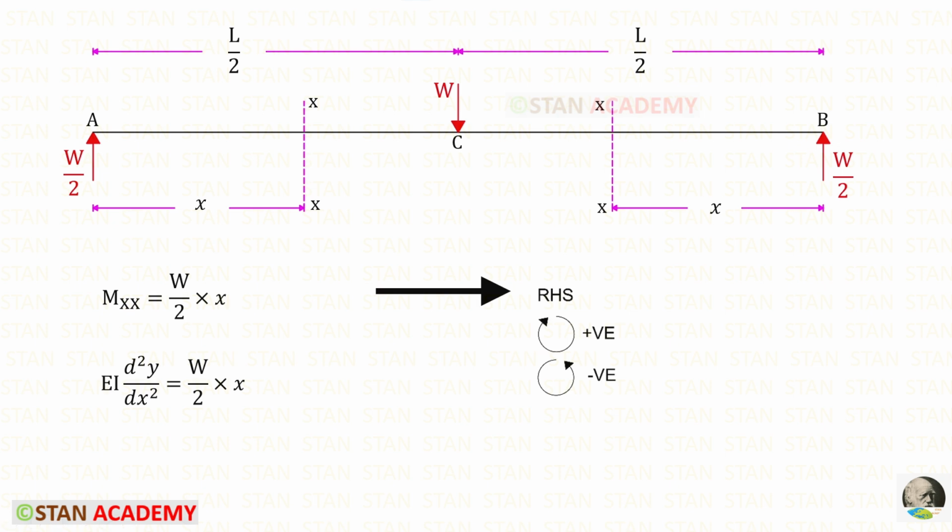I am going to find the moment about this section from the point A. In this case, I have to follow the right hand side rule. Up to the section we have only this RA. It is acting in the clockwise direction, so it is positive and the distance is x. We can equate the moment to EI d square y upon dx square.